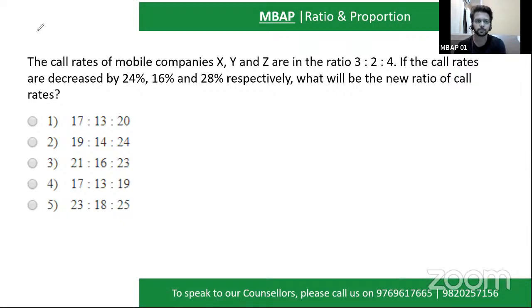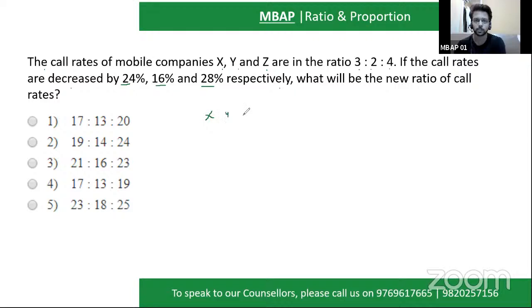The question says, the call rates of the mobile companies X, Y, and Z are in the ratio of 3:2:4. If the call rates decrease by 24%, 16%, and 28% respectively, what will be the new ratio of the rates of the mobile companies? Clear?